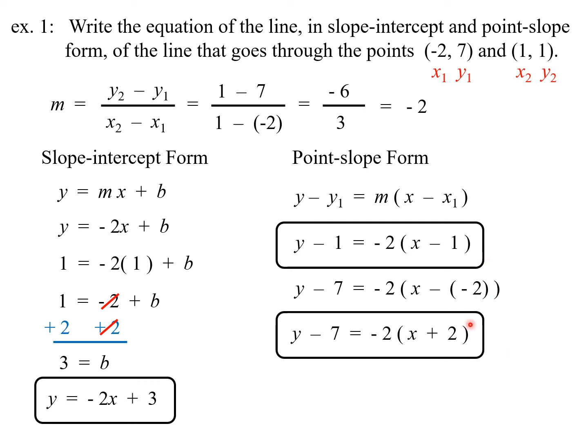As it turns out, if you take either one of these and solve for y and do the math correctly, you will end up with y equals negative 2x plus 3. I invite you to try that. So these will break down to the slope-intercept form of y equals negative 2x plus 3.